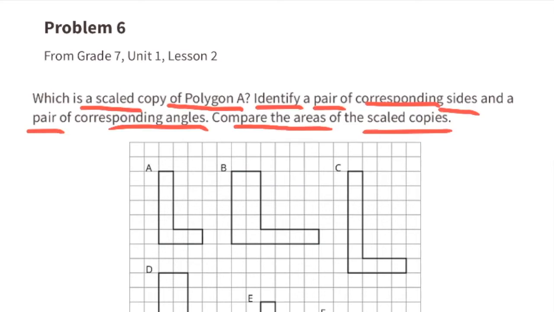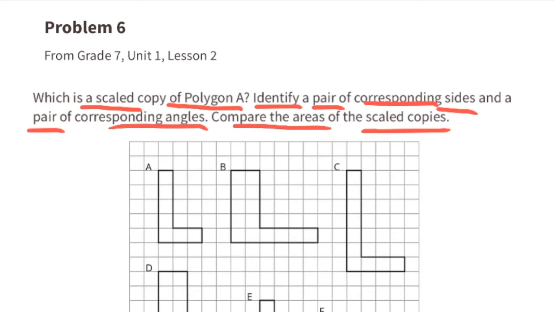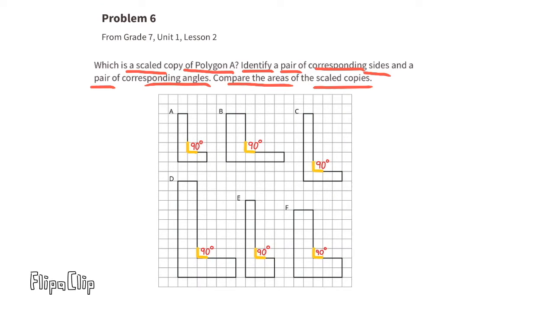Problem number 6 from 7th grade, Unit 1, Lesson 2. Which is a scaled copy of polygon A? Identify a pair of corresponding sides and a pair of corresponding angles. Compare the areas of the scaled copies. First, let's identify these 90-degree angles on all the polygons. They asked us to find the scaled copy of polygon A.